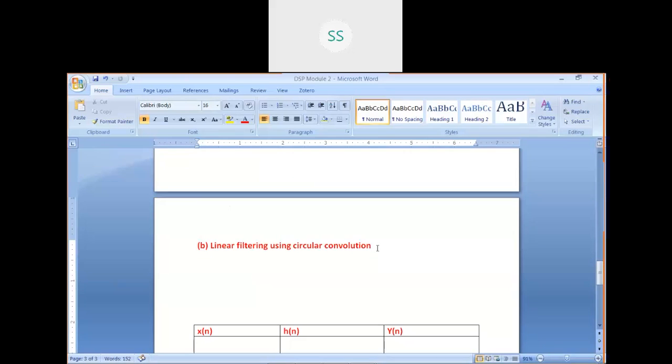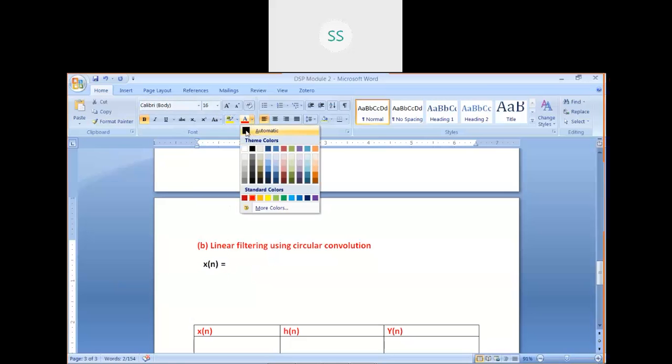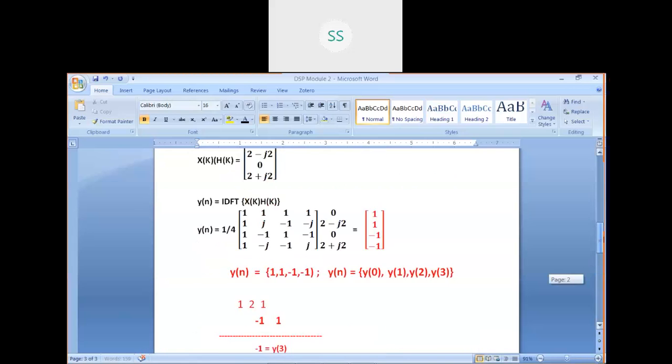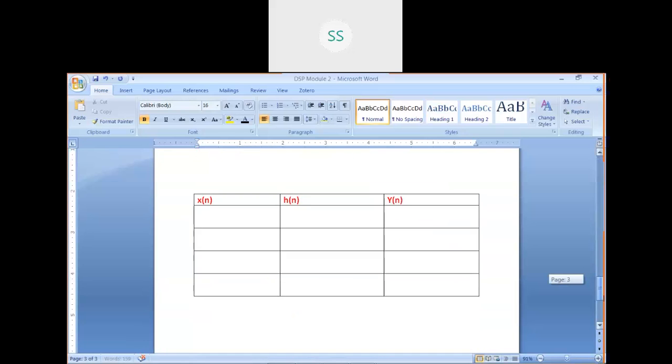So here again I will take the same input sequences, which are the inputs for the operation. So x of n is again 1, 2, 1, and h of n is 1 comma minus 1. You can do it for other data also, but let us verify for the same data.